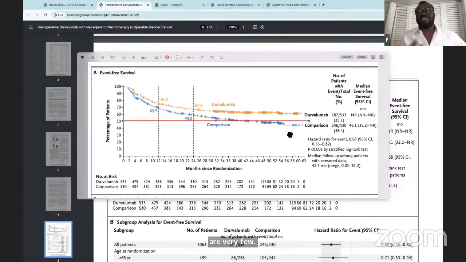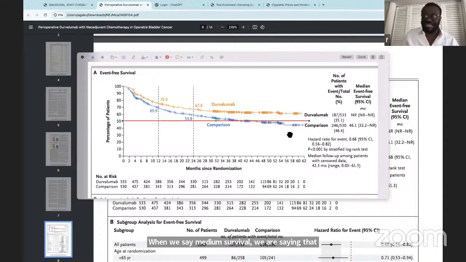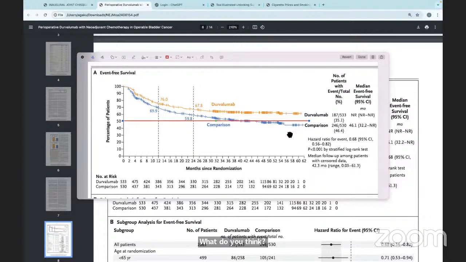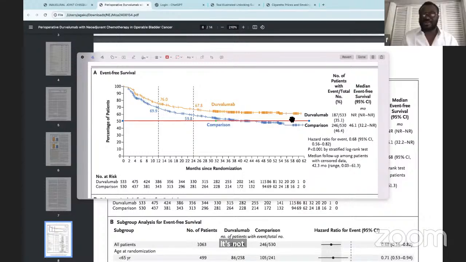When we say median survival, we are saying that at least half of the people have died, have experienced the event. If not up to half of the people have experienced the event, is it mathematically possible to calculate the median survival? What do you think? It's not possible. It's not possible, right? So this is what has happened.